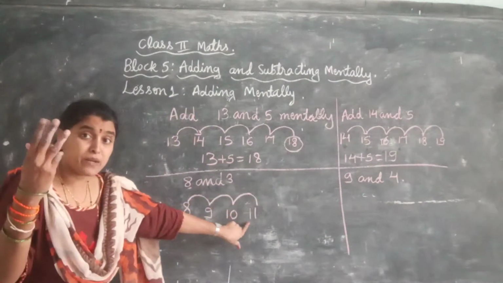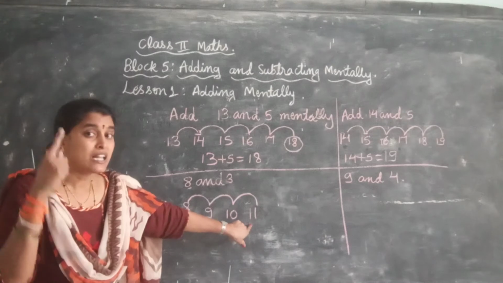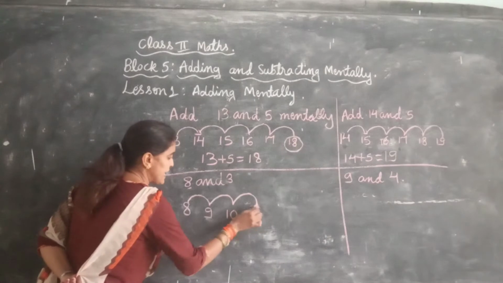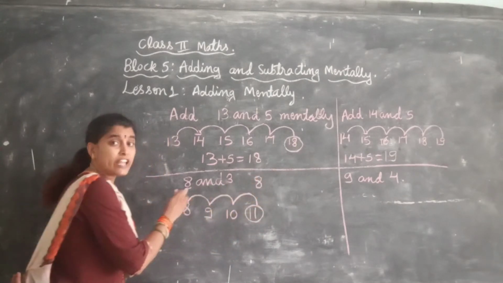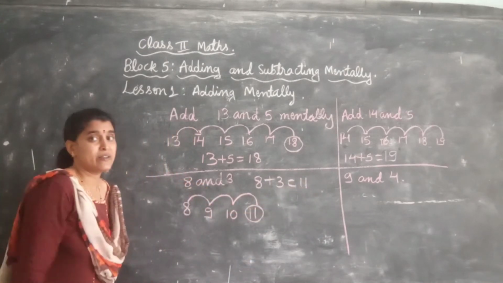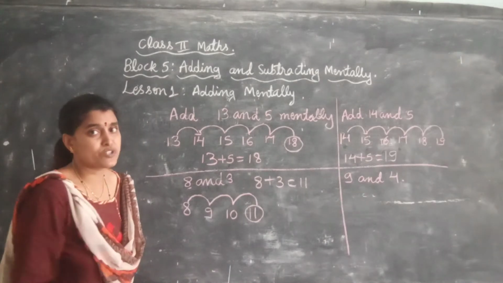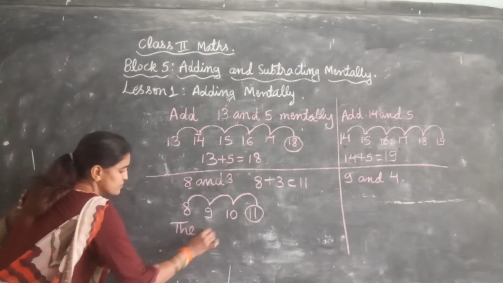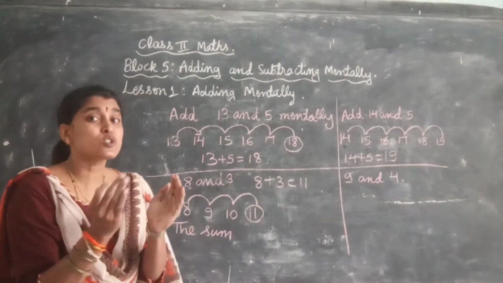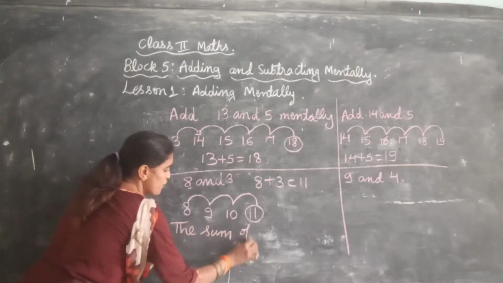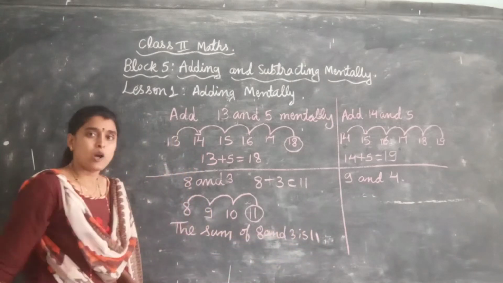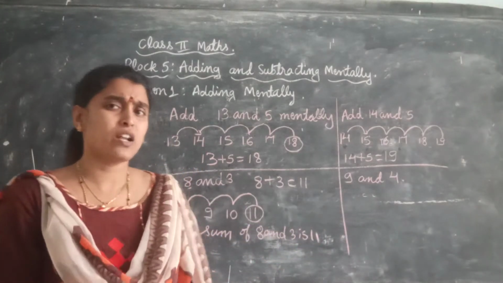So our step number 3 is look for the last number. The number we count last tells us the answer. Here the last number is 11. So the sum of 8 and 3, 8 plus 3, is equal to 11. Sum means total. It is the number we get after adding two numbers. So the sum of 8 and 3 is 11. Okay, children? Now let us see one more example.